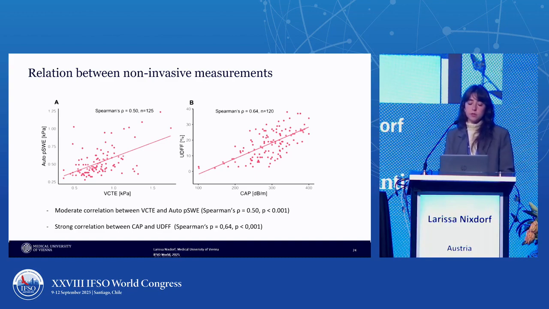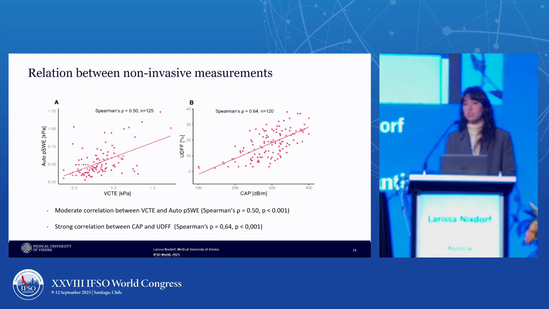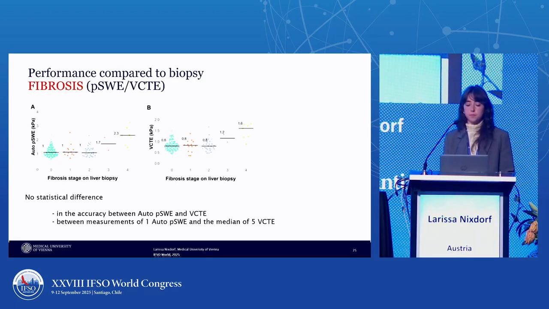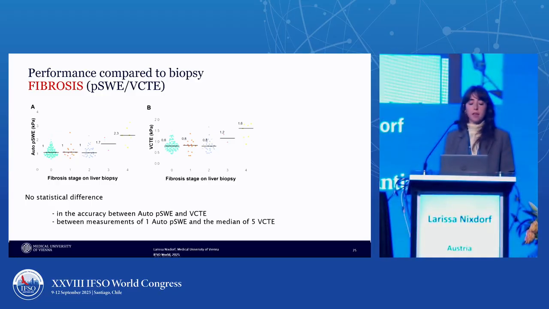On the left side, you see the methods for the liver fibrosis measurement, and we had moderate correlation between the two methods, between the vibration-controlled transient elastography and the point shear wave elastography. On the right side, you see the one for the liver steatosis, so the ultrasound-derived fat fraction compared to the controlled attenuation parameter, and here we had a strong correlation between these two methods.